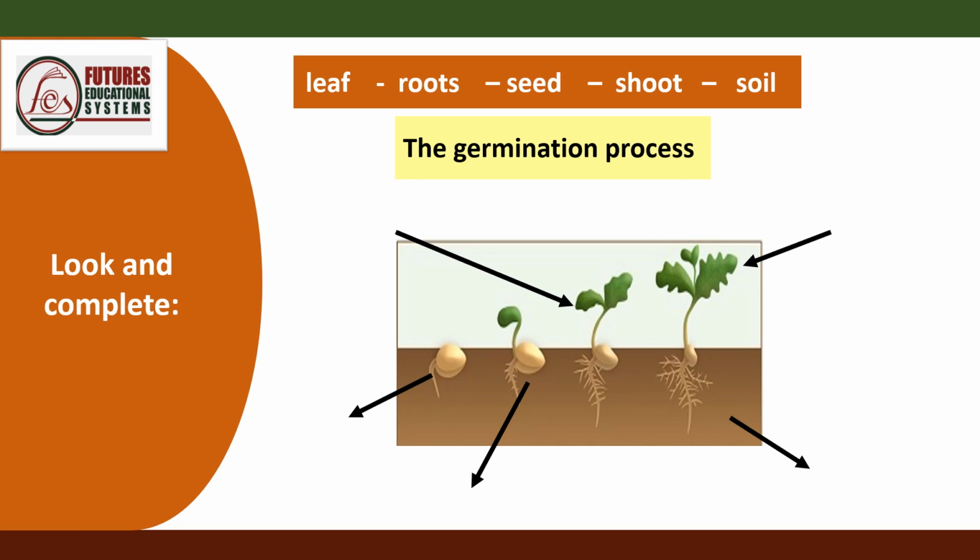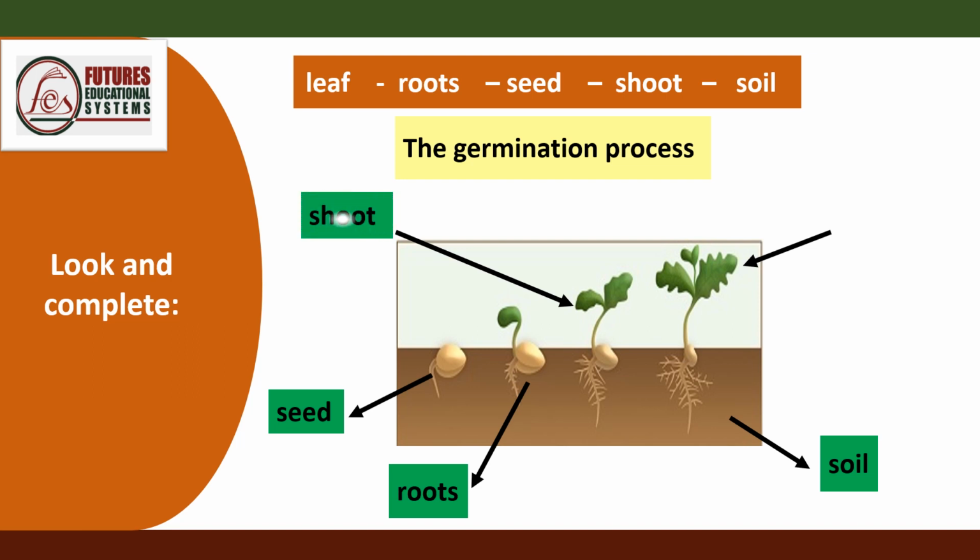This is the germination process of any plant. First, this is the soil where we start planting the seeds. When we water the plant, roots start to grow below the soil. Then the shoot starts to grow above the soil, and then we have the leaves.